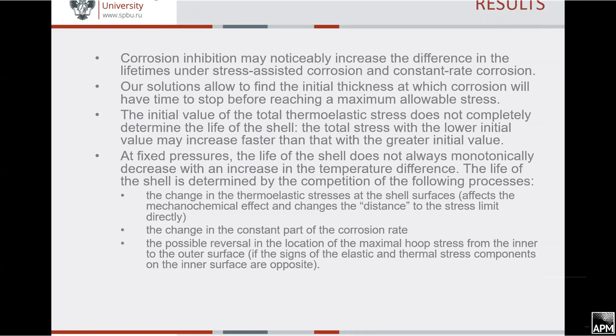And to sum up, the corrosion inhibition may noticeably increase the difference in the lifetime under stress-assisted corrosion and corrosion with the rate not depending on stress. We found solutions that allow to find the initial thickness at which corrosion will have time to stop before reaching the maximum allowable stresses. The initial value of the total thermoelastic stresses does not completely determine the life of the shell. The total stress with the lower initial value may increase even faster than the stress in the shell when the initial value of stress was greater.